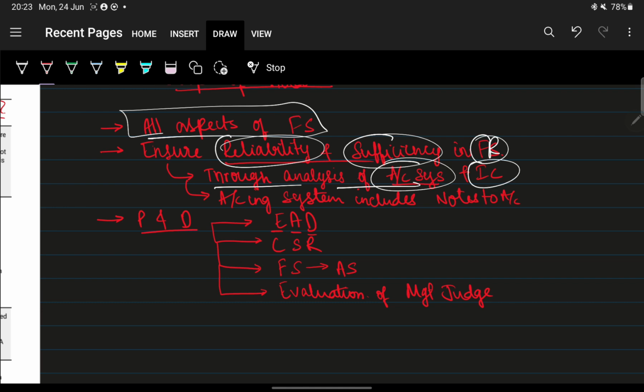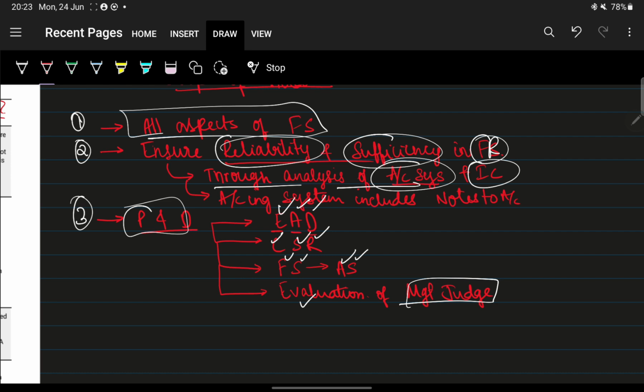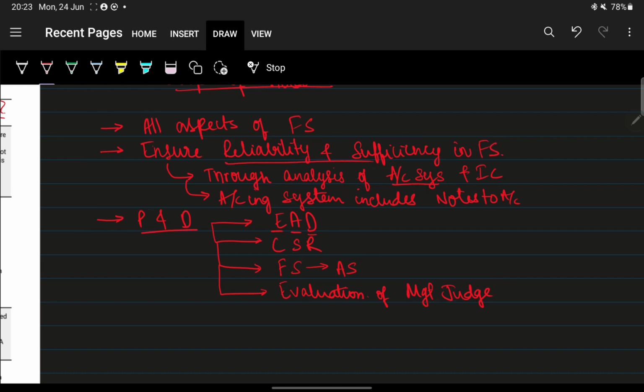Okay, and the last point. So there are 3 points, and the last point is relating to presentation and disclosure. He should ensure adequate disclosure and compliance with statutory requirements. He should ensure that the financial statements are providing an accurate summary. And lastly, evaluation of the management's judgment. So he has to evaluate the management's judgment. So this is within the scope of audit.